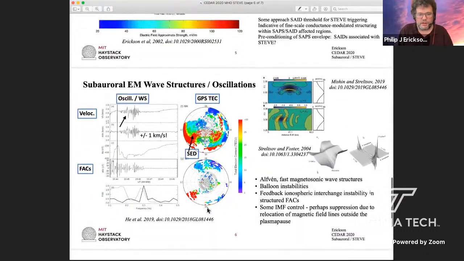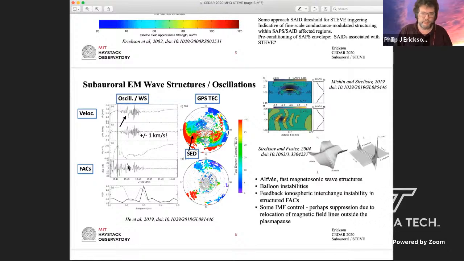Finally, I want to just mention a couple of other things that are coming out in the literature now. Back in 2004, Anatoly Streltsov and John Foster were looking at interchange feedback and interchange instabilities between the ionosphere and the magnetosphere that were leading to highly structured field-aligned currents. I noticed that Evgeny Mishin and Anatoly published a paper last year where they were talking about similar sorts of structures that, again, could be associated with Steve conditions. And so it really is truly an MI coupling sort of feature. And my point is that there's some good theory to lean on.